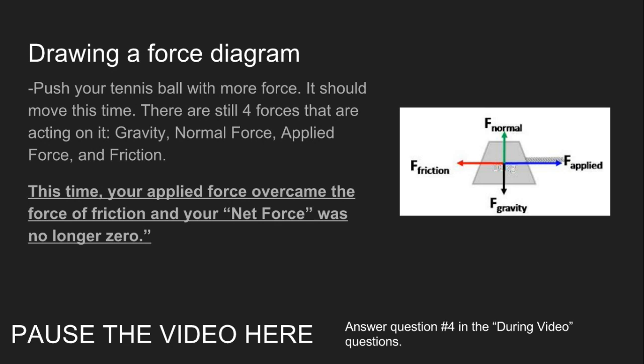And if you push your tennis ball with a little more force, it should move this time. And there's still 4 forces that are acting on it: gravity, normal force, applied force, and friction. But this time, your applied force overcame the force of friction, and now your net force is no longer 0, so the ball moves in the direction that you're pushing it. You want to pause the video here and answer question number 4 in the during video questions.